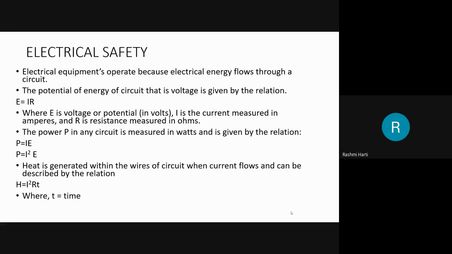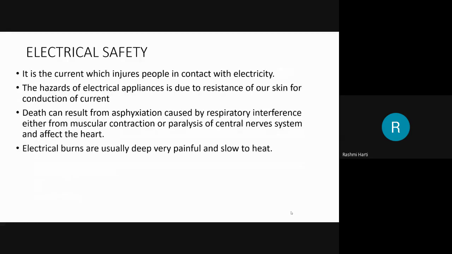Heat is generated within the wires of the circuit when current flows and can be described by the relation H, that is heat, is equal to I squared RT, where T is time. So these are the various formulas given for the working of electrical equipment.